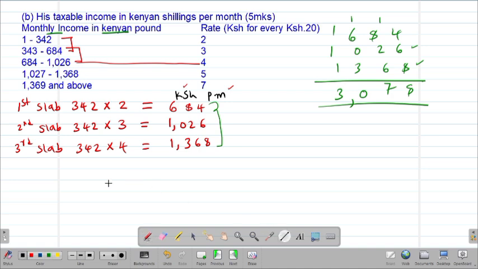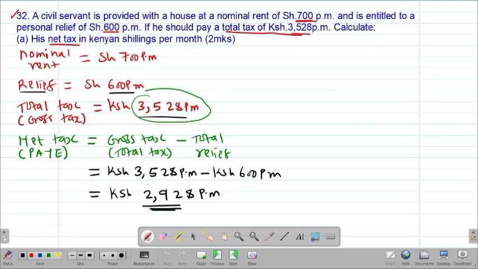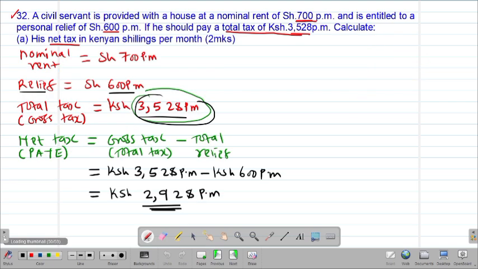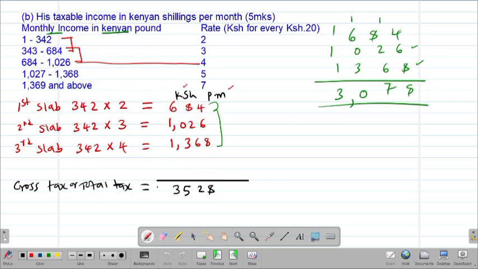So the gross tax, also called the total tax, is supposed to give us the following. Our gross tax should be the following. So it was the gross tax we were given in the question, which was 3528. Then it was in Kenya shillings per month.